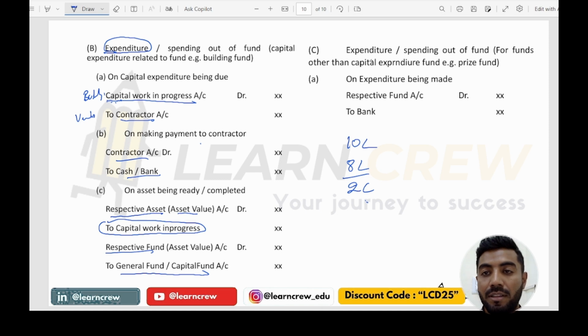Next, expenditure or spending out of the fund for items other than capital expenditure. This was looking at items of capital expenditure; this is other than capital expenditure. When you're incurring any expenditure other than capital expenditure, whether it is the prize fund or the sports fund, whichever it is, debit the respective fund account and credit the bank account.